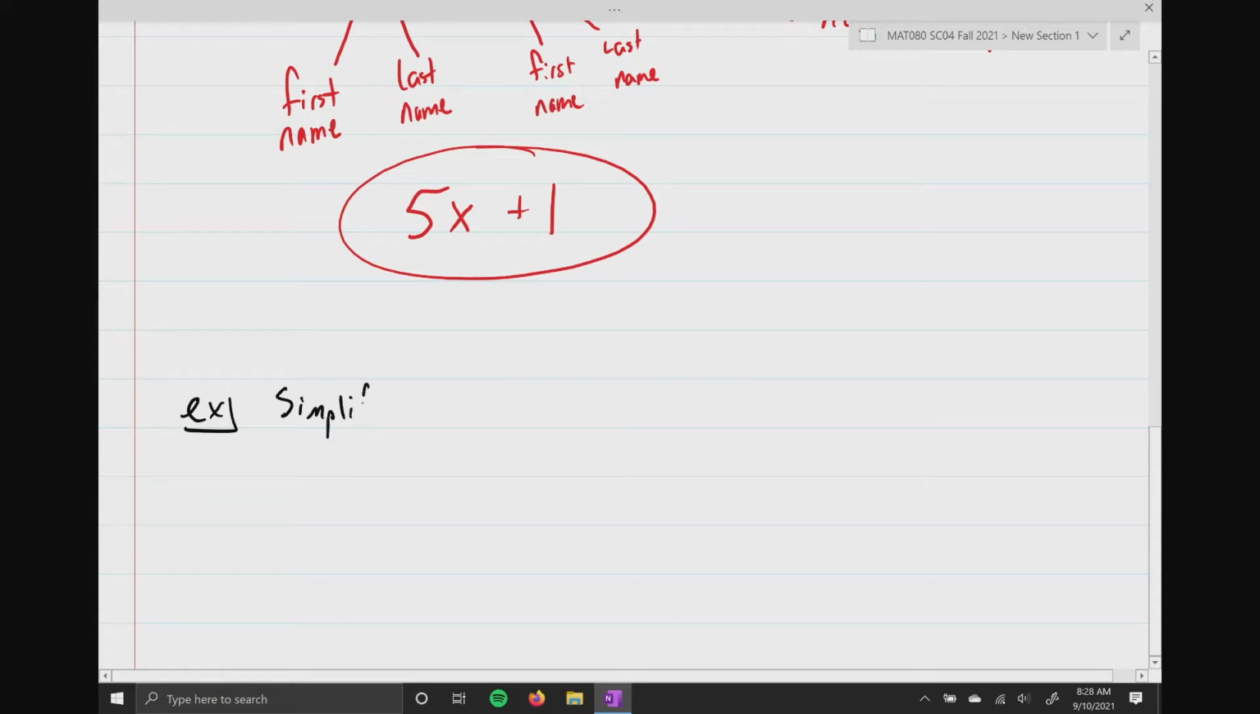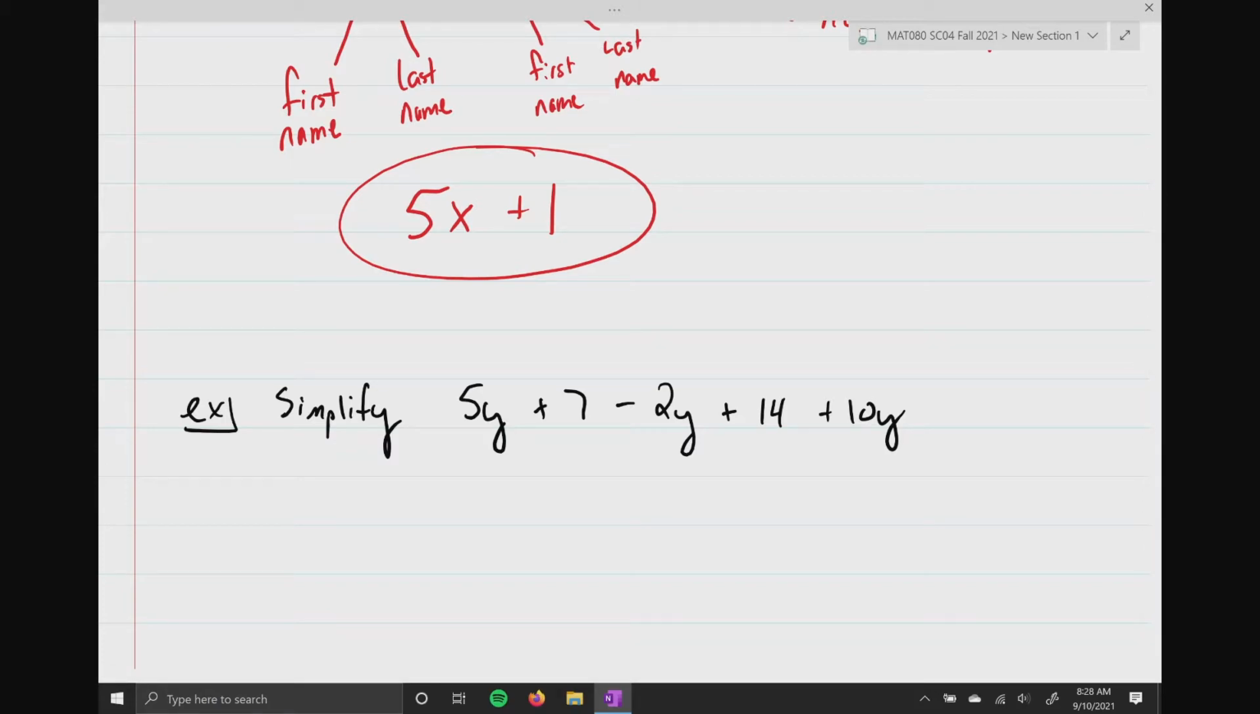Notice directions are simplify. 5y plus 7 minus 2y plus 14 plus 10y. Okay? So what I like to do is just read it from left to right. 5 times y plus 7 minus 2 times y plus 14 plus 10 times y.